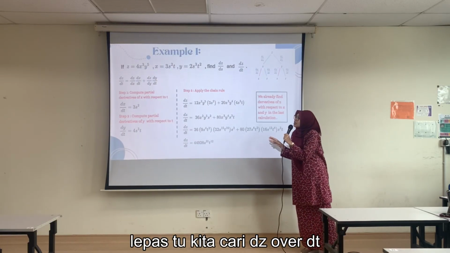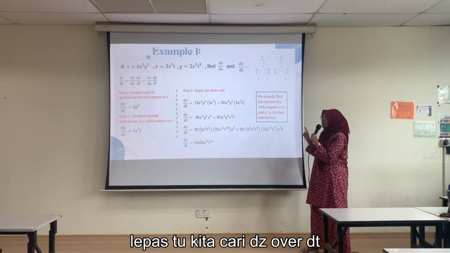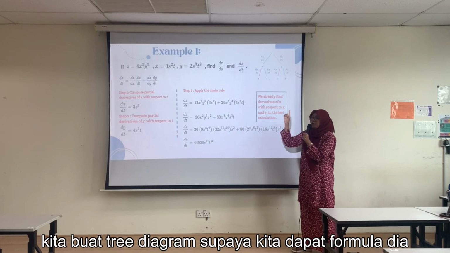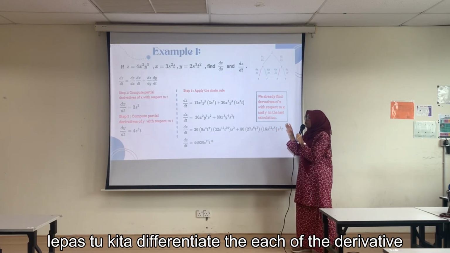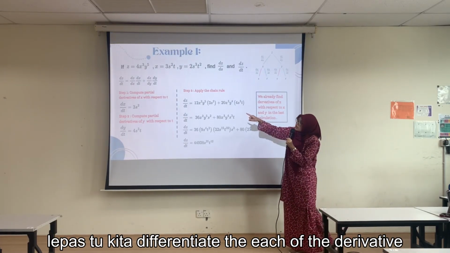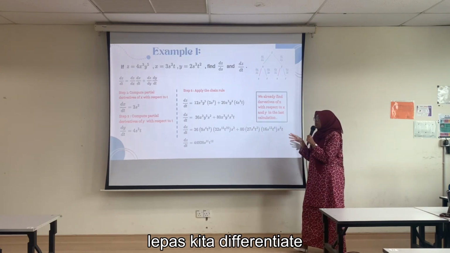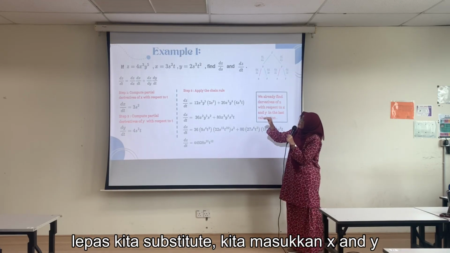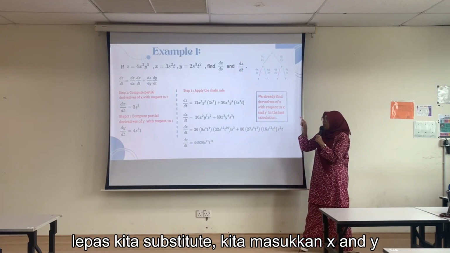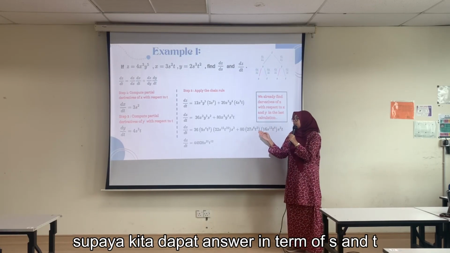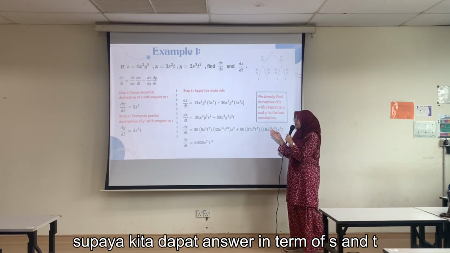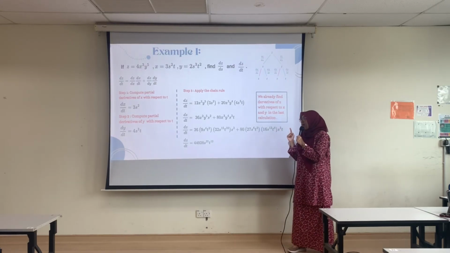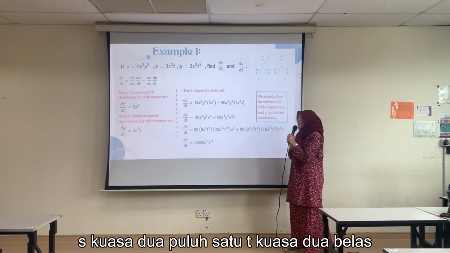Okay, lepas tu kita cari dz over dt. Macam tadi juga, kita buat tree diagram supaya kita dapat formula dia. Lepas tu kita differentiate each of the derivative. Lepas kita differentiate, kita substitute dalam chain rule. Lepas kita substitute, kita masukkan x and y supaya kita dapat answer in term of s and t, which is 44,928, S kuasa 21, T kuasa 12.